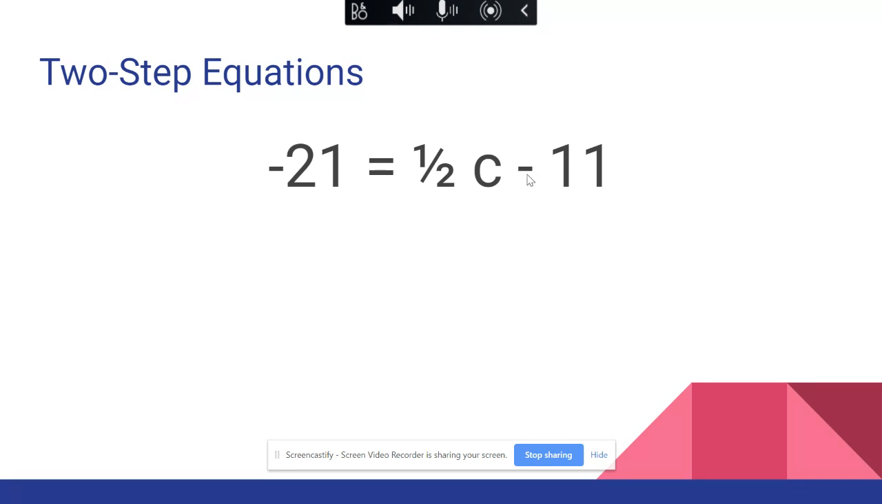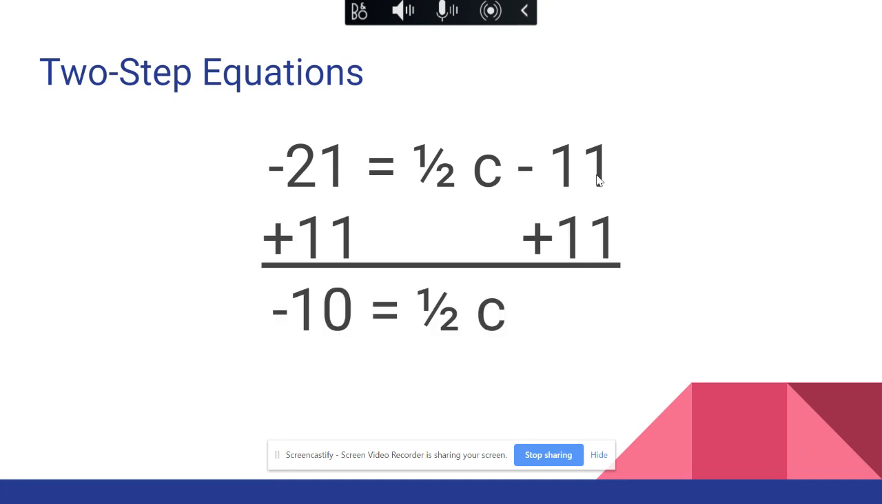The opposite or the inverse of subtraction is addition. So I have to add 11 on both sides of the equation. -21 plus 11 gives me -10. Bring down the equals. Bring down my variable 1/2 c. -11 plus 11 gives me 0. And that cancels out.